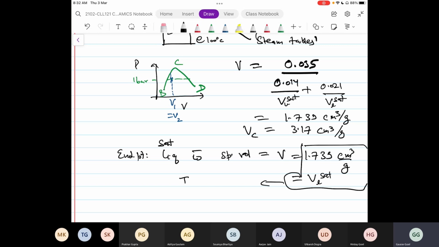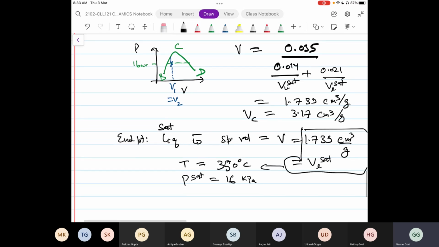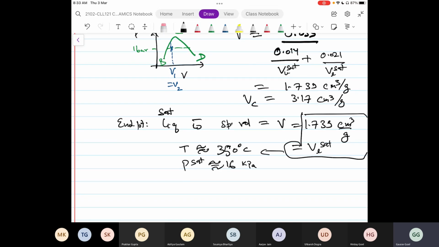The temperature in this state, you would calculate as approximately 350. So I've not really done any interpolation. I just roughly found out what would be the temperature, what would be the pressure. This comes out to be around 16 kilopascal. Yes, roughly 16 kilopascal. Again, these are approximate numbers. You can do it more accurately by using a calculator, Excel, etc. But roughly, this is what you will get. So this is one part of the puzzle.